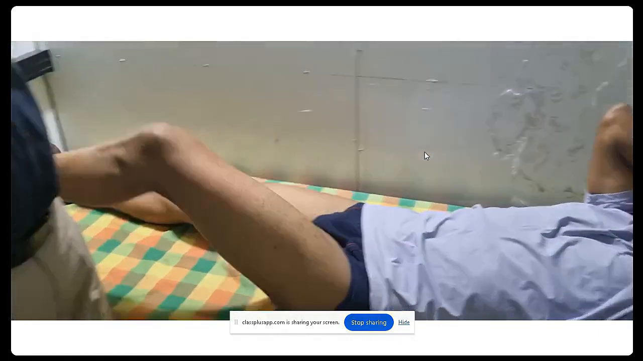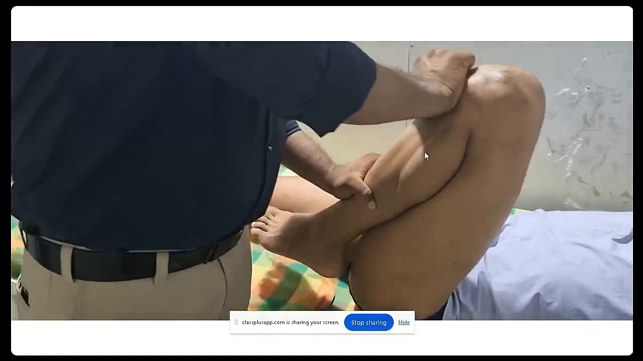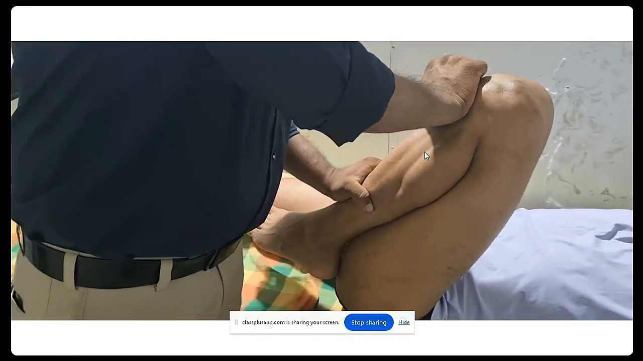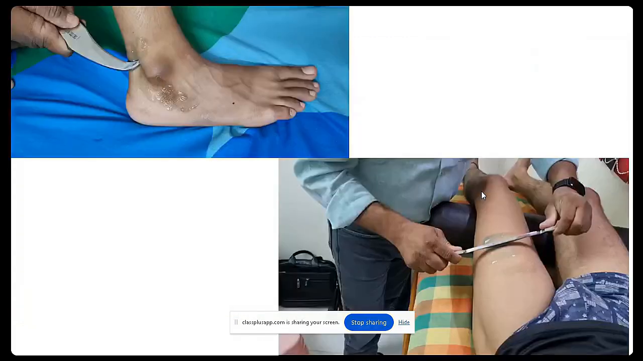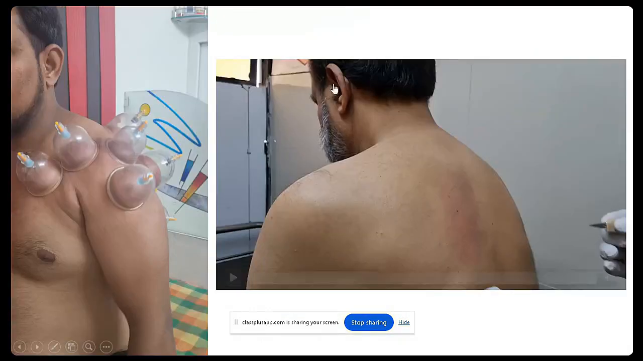Now you can see that he is more comfortable. So this was the myofascial release. You have seen the efficacy of the myofascial release. Then these are the examples of the ISTM with both the tools.